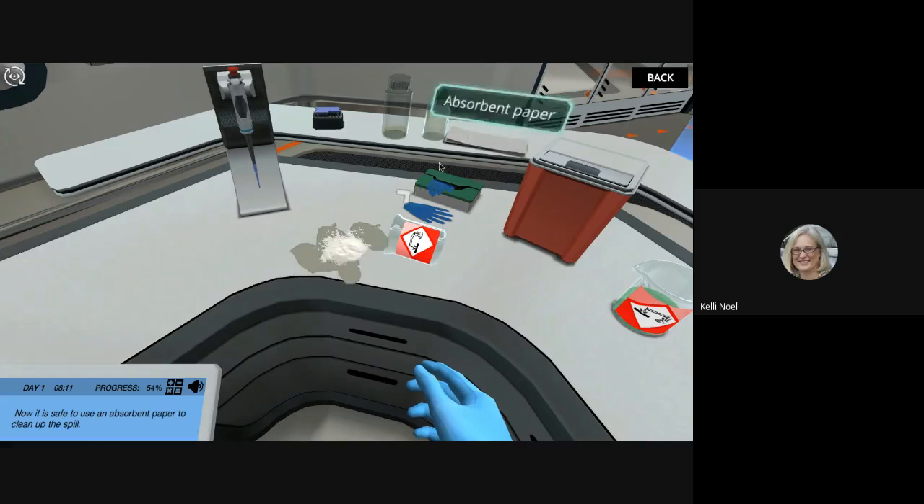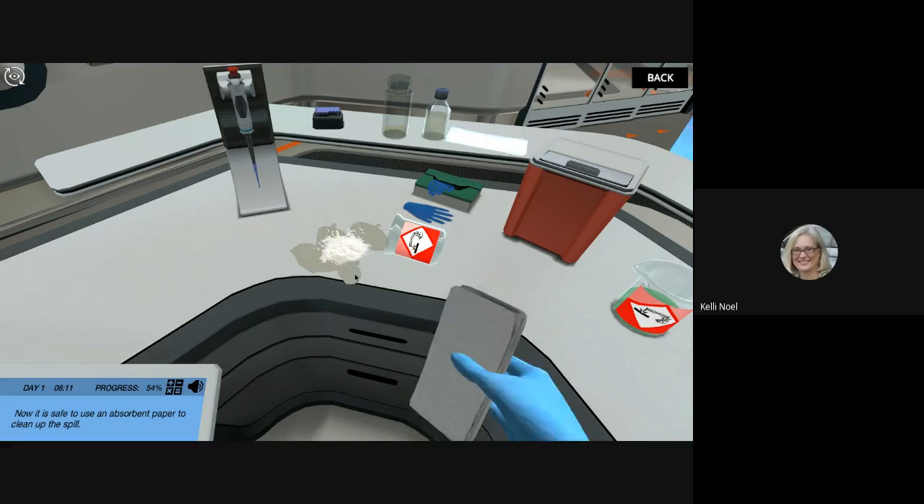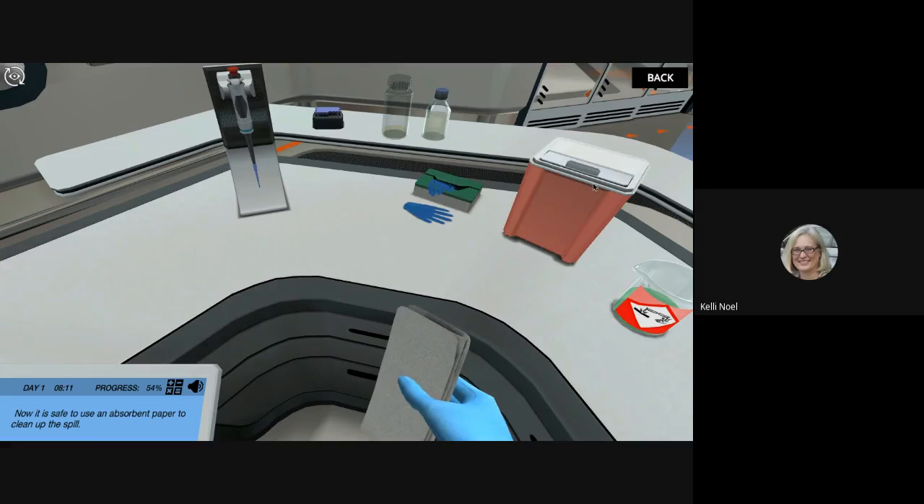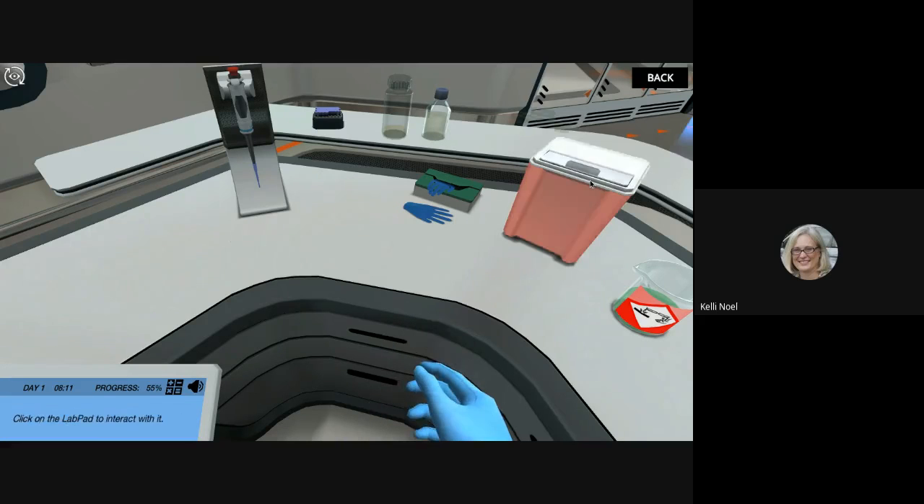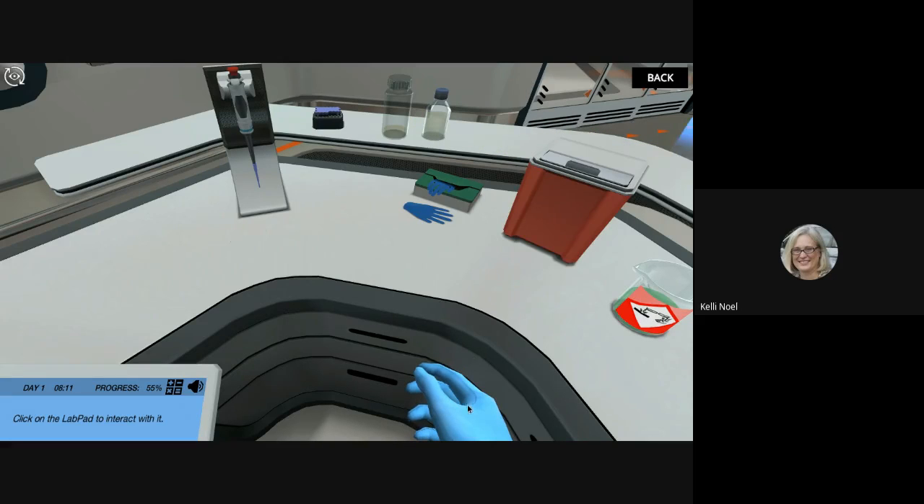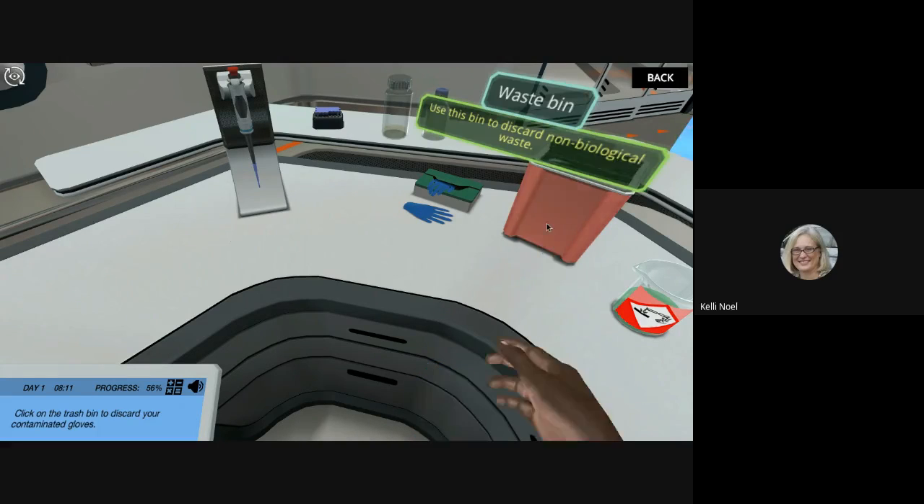Now it is safe to use an absorbent paper to clean up the spill. It can be disposed of in the solid chemical waste. Usually, the chemical waste is stored in a fume hood. During the cleanup, your gloves got contaminated. You need to dispose of them to avoid spreading chemicals over everything you touch. Click on the trash bin to discard.